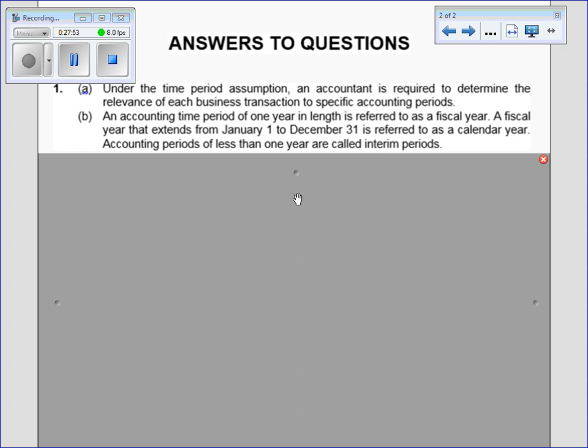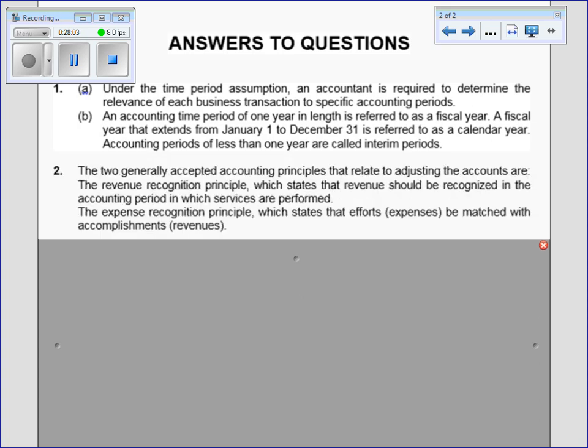Number 2, define 2 generally accepted accounting principles that relate to adjusting the accounts. Okay, they're just getting kind of fancy. We're looking for the revenue recognition principle and the expense recognition principle. Those 2 principles are GAAP approved because they are accrual basis accounting.